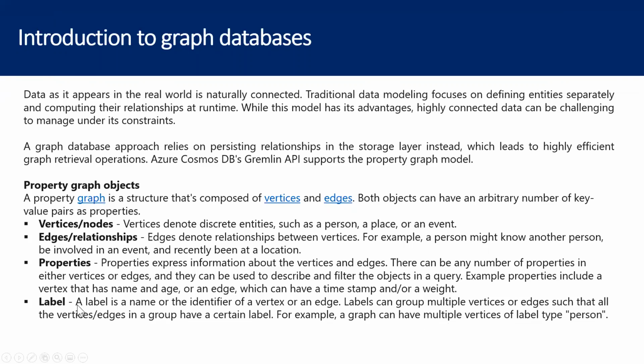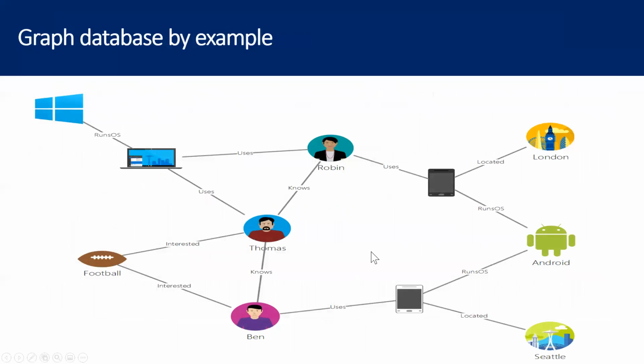All these four categories are important to remember. Now we go into the next thing. For example, I created the person as a vertex, and the relationship for the person, like Robin, Thomas, Ben, are my person entities.